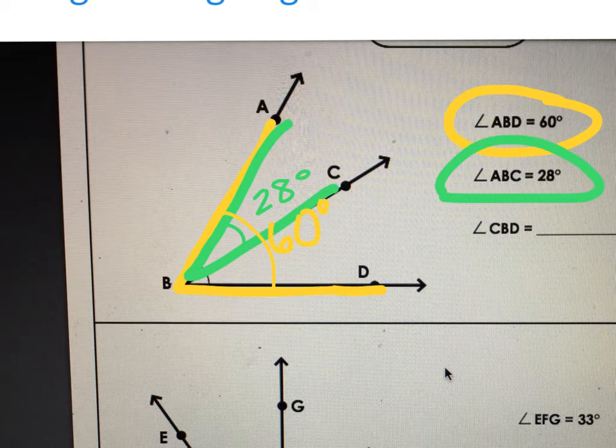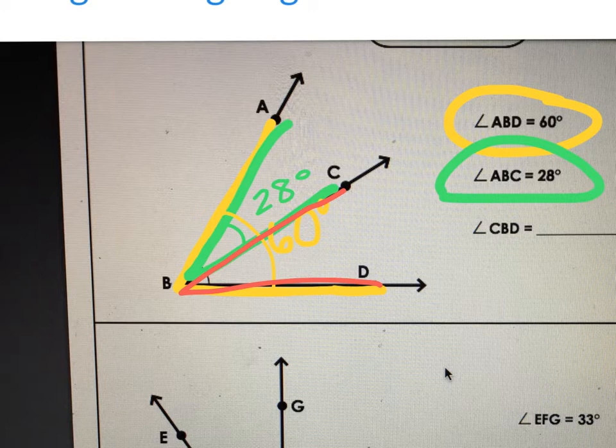So what it wants me to find out is, well, what's angle CBD, which would be like this red part right here. So how do I figure that out? Well, I know the big angle. I know the yellow one is 60. I know the small green one is 28. How could I figure out the red angle?